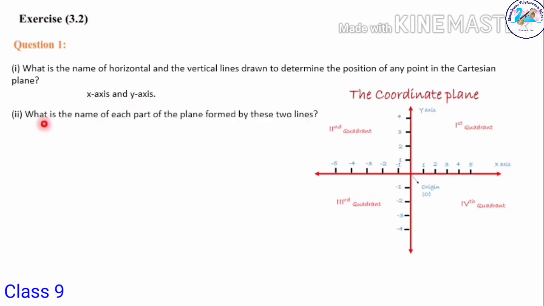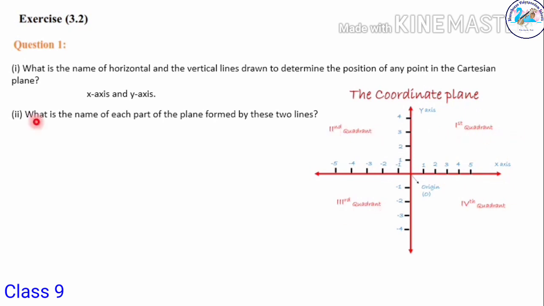The next one is, what is the name of each part of the plane formed by these two lines? We have already discussed this in the coordinate plane. Whenever these two axes, the x-axis and y-axis, come into the plane, it is divided into four portions and each one is called a quadrant. This is the first quadrant, second quadrant, third quadrant and the fourth quadrant.